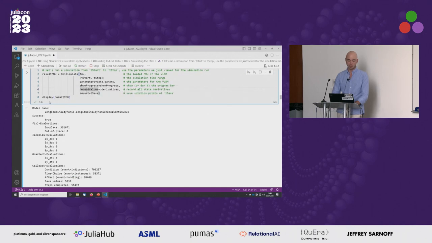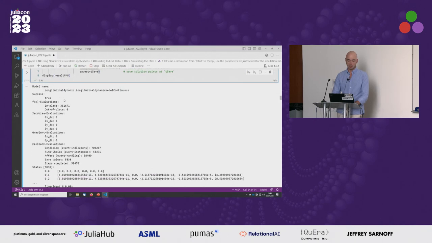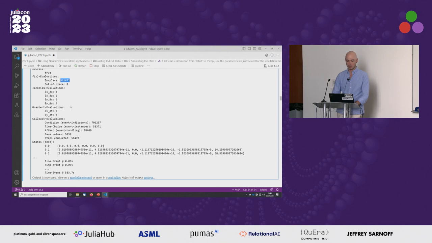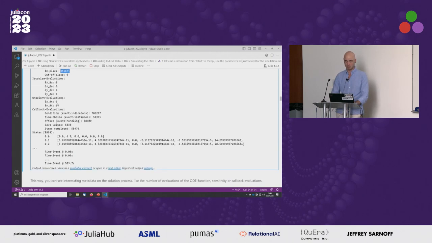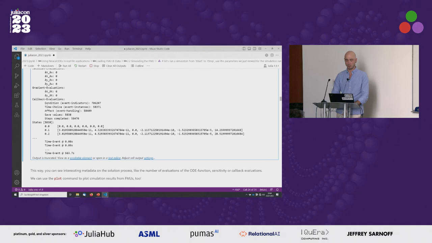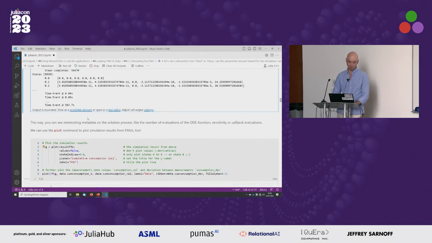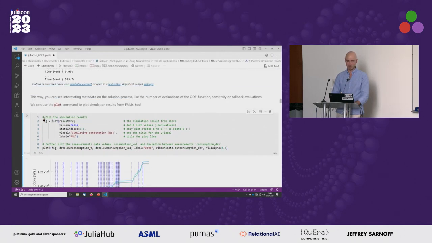After simulation, we can have a look at the results. So we see the number of FX evaluations. We have sensitivity information, but there are only zeros because we did a simulation without any AD behind it. And we can also have a look at some event handling statistics. So far more interesting is, of course, to plot this thing.